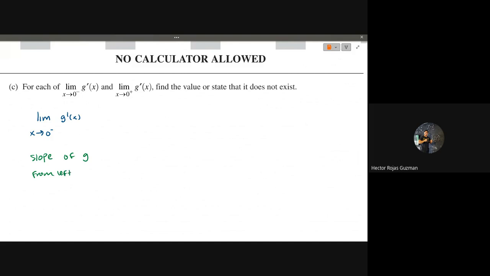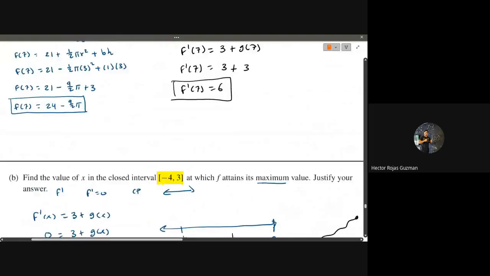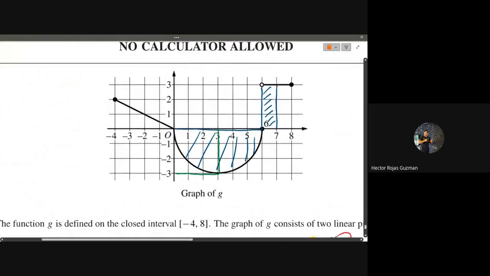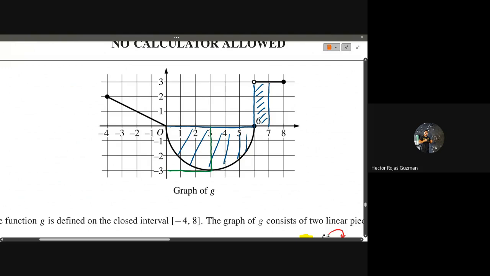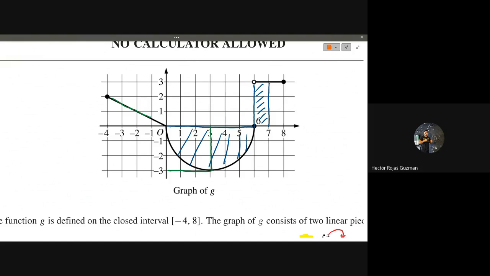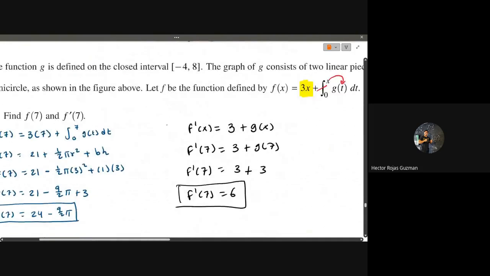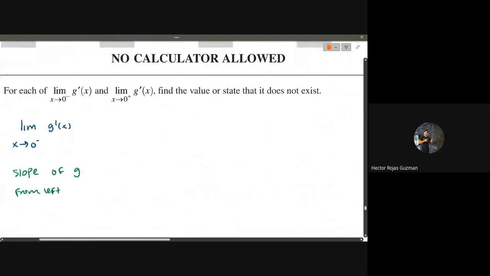from the left. So if I look at the graph, as I approach 0 from the left, I see that we have a linear function, and the slope is going to be the same. We don't actually have to get to the point 0, but we're just looking at the slope as we approach 0. And because it's a linear function, we can just do rise over run. The rise is -1, and the run is +2, which means the slope is -1/2. So -1/2.